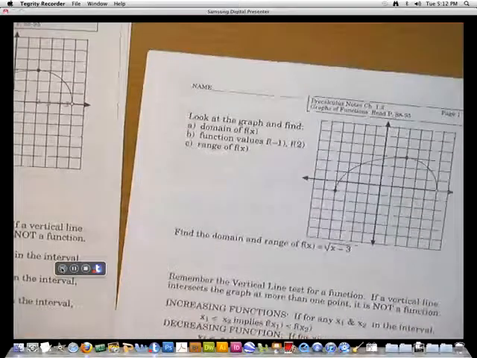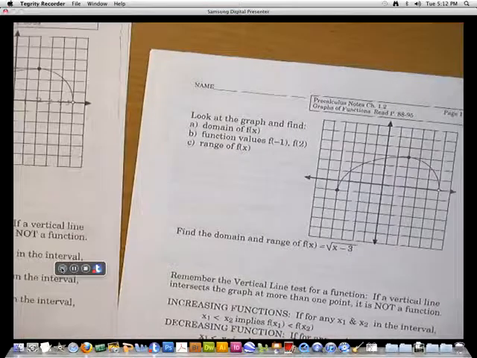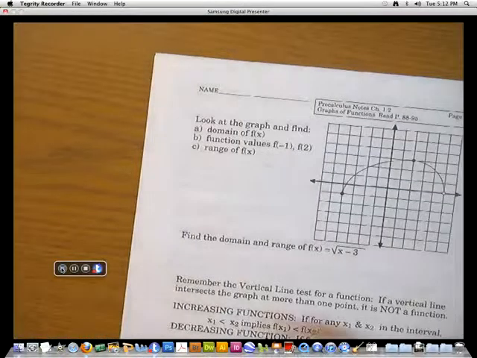Okay, 1.2. In 1.2, we're still going to be looking at domain and range and looking at pictures, still continuing with that interval notation that we have.